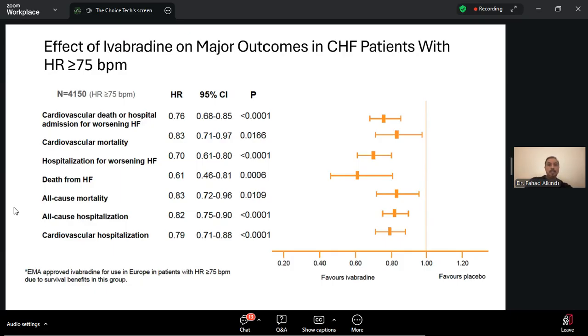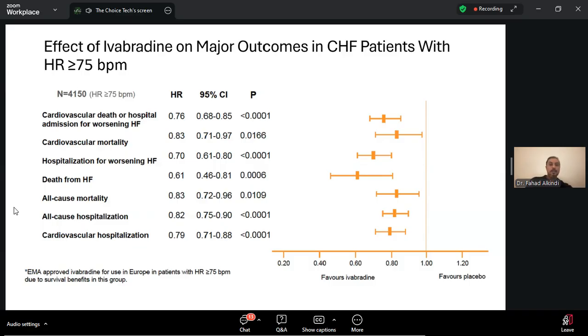And ivabradine is one of the medications that is very often forgotten by us. Of course, we have to start the patient on beta blockers and maximize the dose of beta blockers. But many patients cannot tolerate the beta blockers because of hypotension, or they reach the maximum dose of beta blocker without reaching the target heart rate.